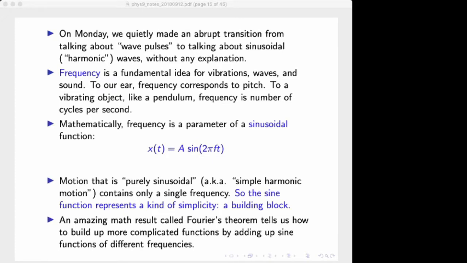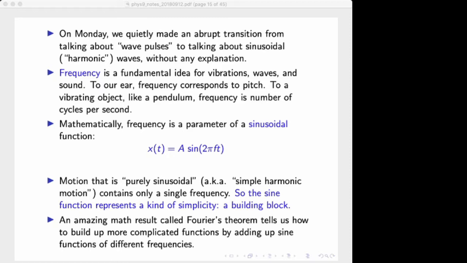Just playing for you a moment ago were a sine wave, a triangle wave, and a square wave of a given frequency. Frequency is a fundamental idea for vibrations, for waves, for sound. To your ear, frequency corresponds to pitch. For a vibrating object like a pendulum, frequency is the number of cycles per second. Mathematically, frequency is a parameter of a sine function, like sin(2 pi f t), where f is the frequency. So motion that is purely sinusoidal, also known as simple harmonic motion, contains only a single frequency.